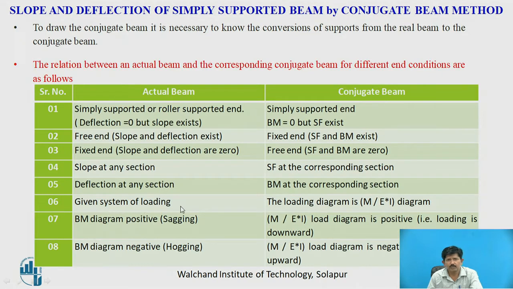For a given system of loading, the loading diagram for the conjugate beam will be the M upon EI diagram. If the bending moment is positive, that is sagging in the actual beam, the M upon EI diagram will be acting downward. For negative bending moment, that is hogging, the M upon EI diagram will be acting upward.